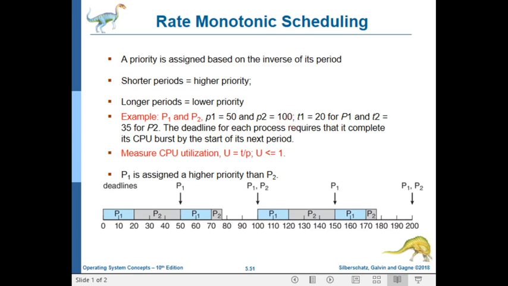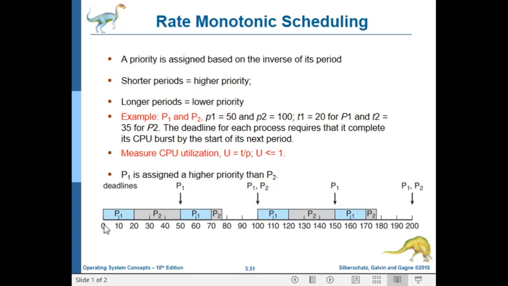So the total CPU utilization of both processes is 0.75, or 75%. Therefore, it seems we can schedule these tasks in such a way that both meet their deadlines and still leave the CPU with available cycles. So we want to prove this finding. From the period values, we know that P1 has a higher priority than P2.